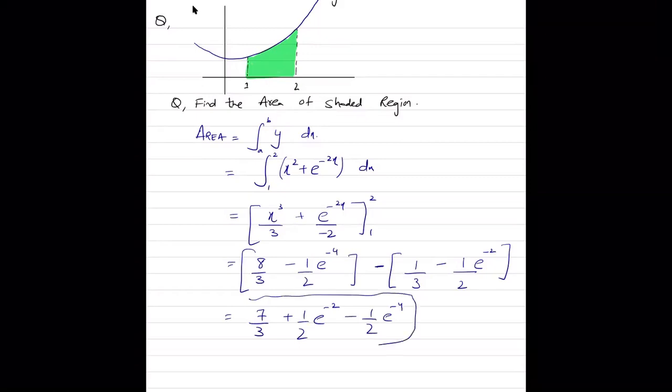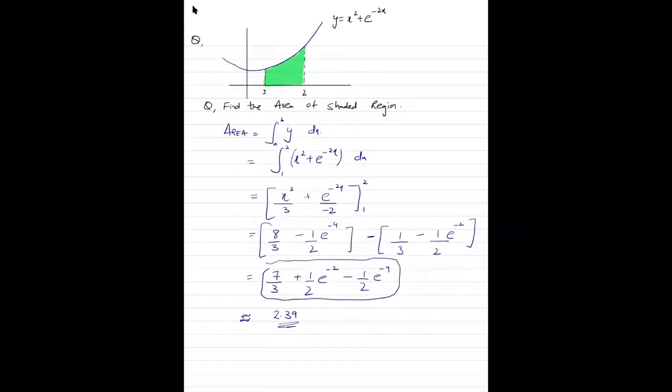Are you getting the same answer? This is the answer in exact form, but I simplified and made it a decimal. So what is the decimal value coming out? 2.39. Okay, so this was integration of the exponential function.